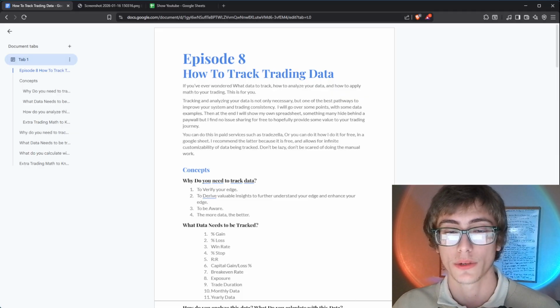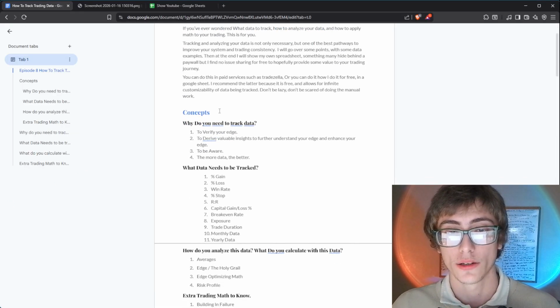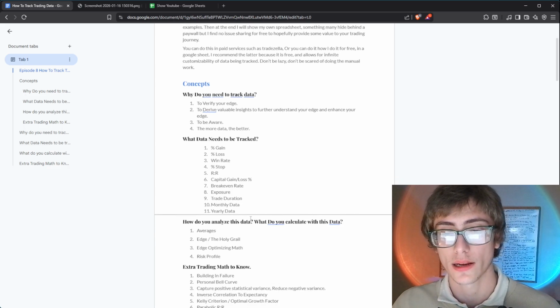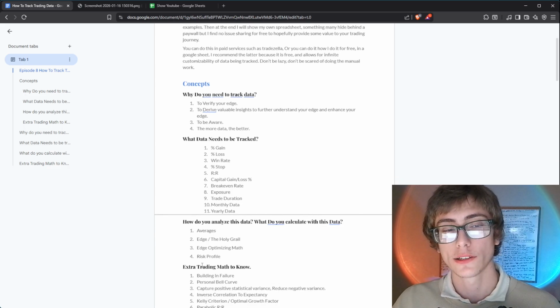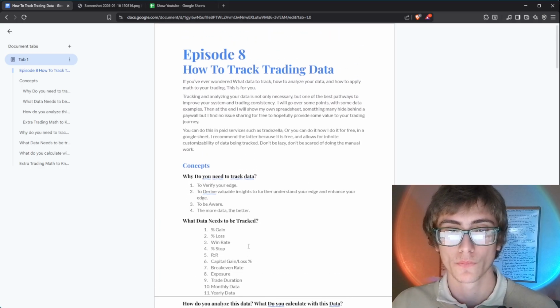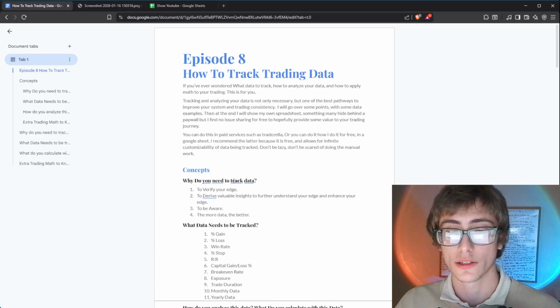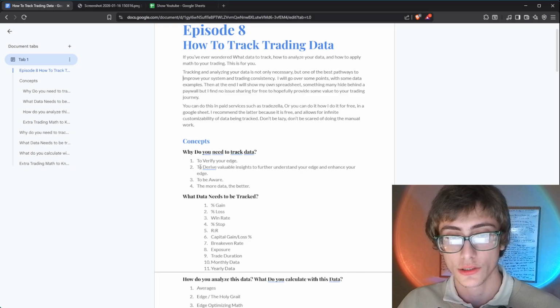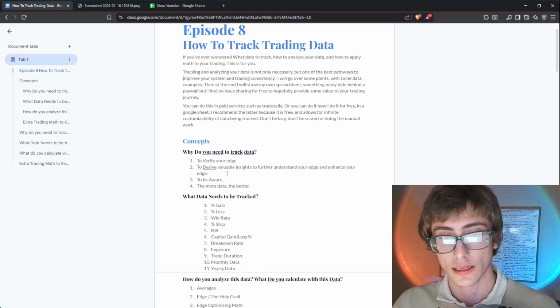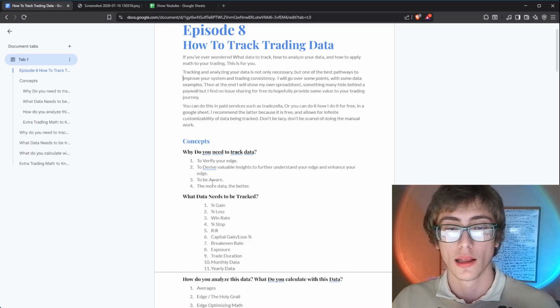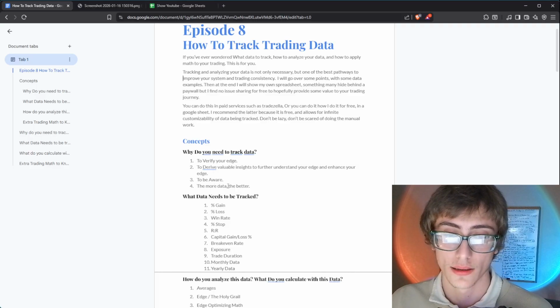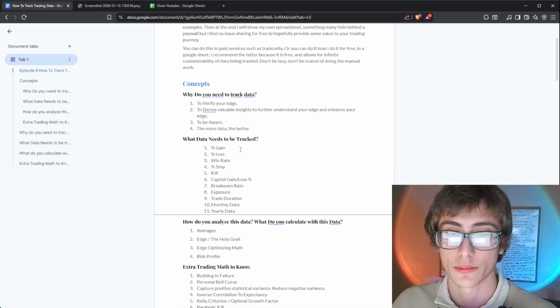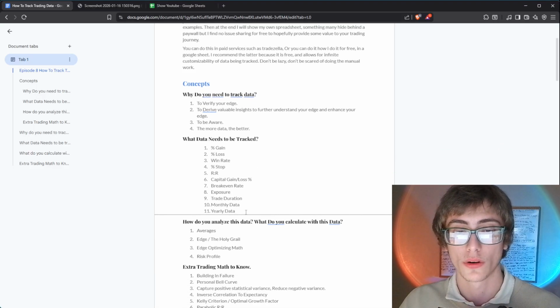So the concepts I'll be covering today are: why do you need to track data? What data needs to be tracked? How do you analyze this data? What do you calculate with this data? And some extra trading math to know. For why do you need to track data, I'll be going over verifying your edge, deriving valuable insights, being aware, and why the more data, the better. For what data needs to be tracked, I will go over all these points.